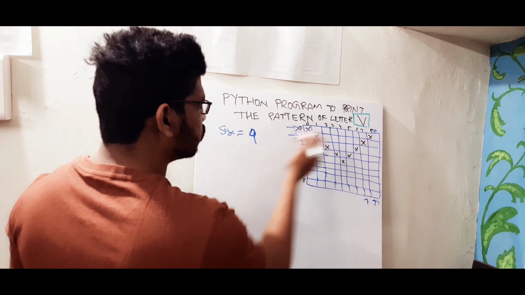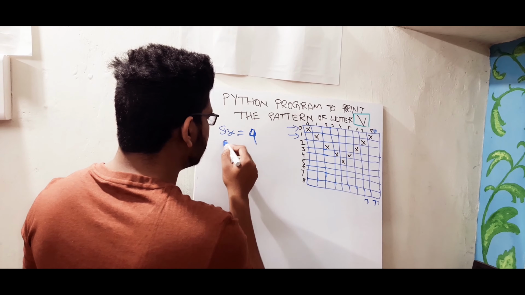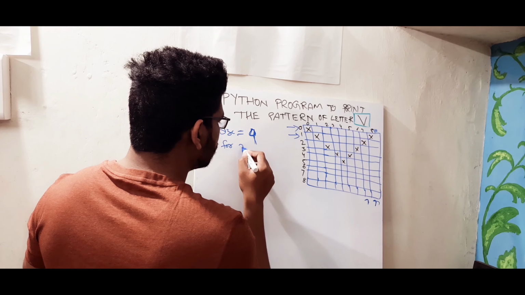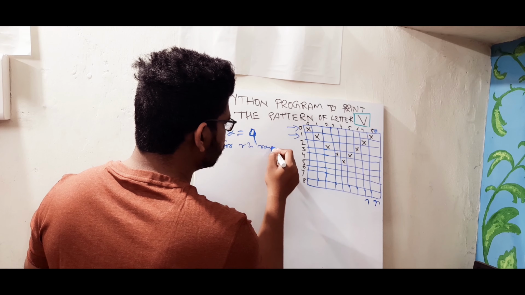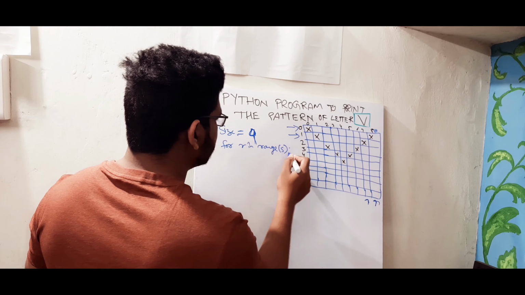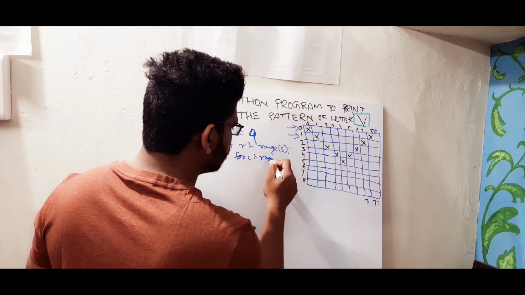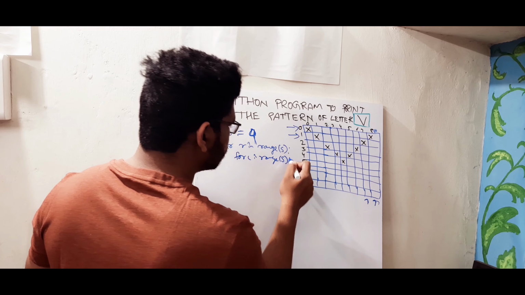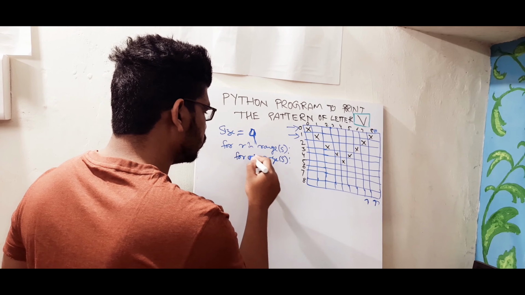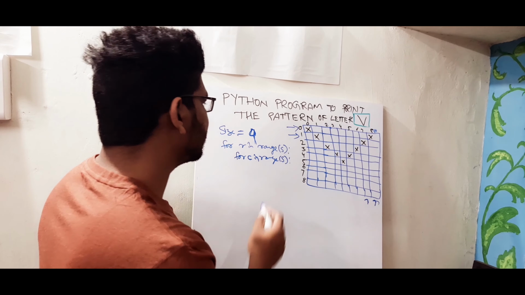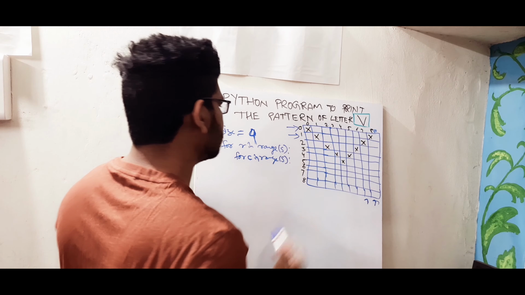Let's see, there are 2 for loops, one for rows and one for columns. For r in range of s, where s is size. For c in range of s, so both rows and columns will be looping the same size. You can see 8 and 8, that means 9.